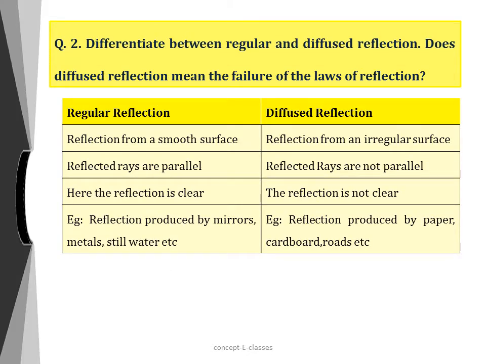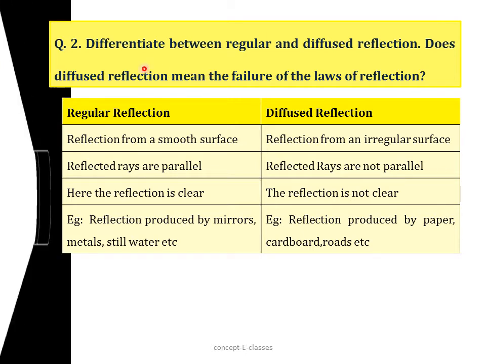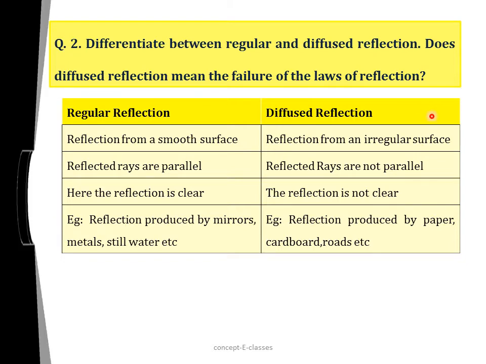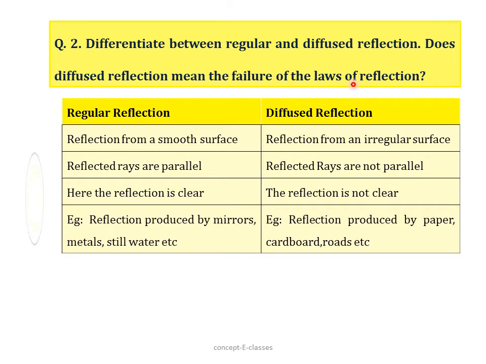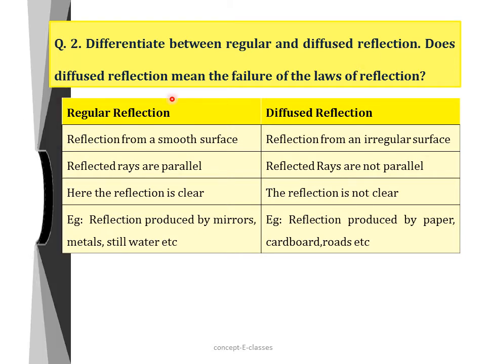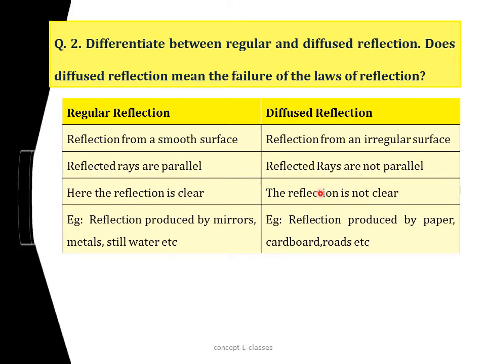Question number 2. Differentiate between regular and diffused reflection. Does the diffused reflection mean the failure of the laws of reflection? So first we have to differentiate between regular and diffused reflection. Then we have to explain whether diffused reflection means the failure of the laws of reflection. So first let's see the difference between these two.